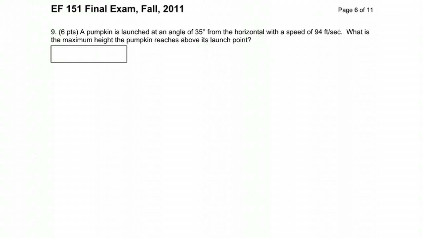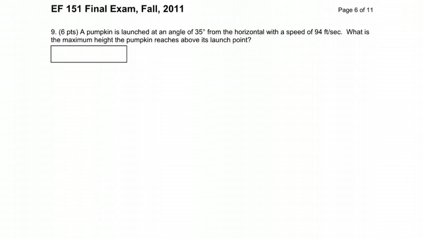Number 9, a pumpkin launched at an angle of 35 degrees with a speed of 94 feet per second. Determine the maximum height. Okay, we had some special equations for projectile motion like this, but it all boils down to working with the x and y directions independently and using constant acceleration equations.